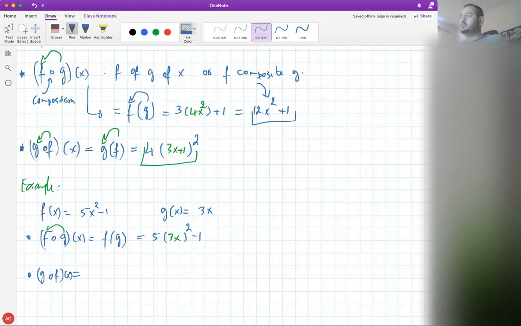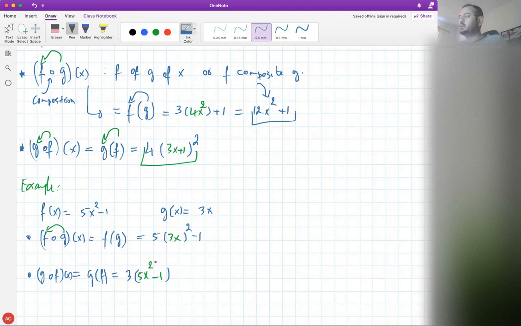Okay, so G of F of X. So this time, again, G goes first. It's going to be G of 5x exponent 2 minus 1. So write the G first. This is G, so 3 times the X. Again, don't write the X. Instead of the X, you put the whole function F of X, which is 5x exponent 2 minus 1. That's right. Okay, that's it.